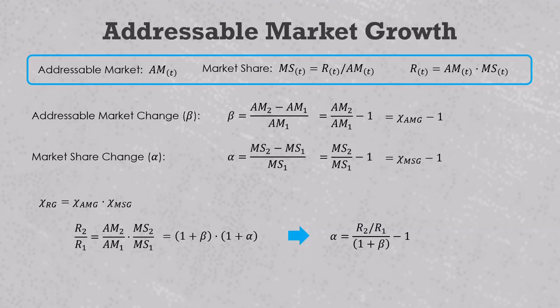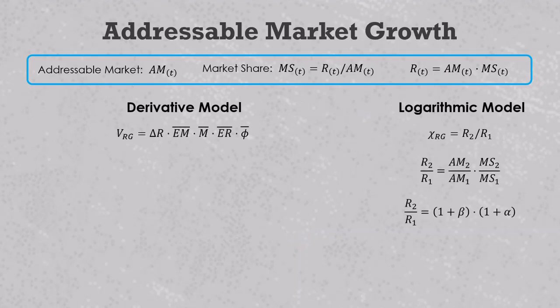And that's how we would typically do it. We pull the addressable market change from an industry report or economic data, and then use beta, R1, and R2 to calculate alpha. Now, this makes our logarithmic model very simple. We just swap out the multipliers with 1 plus beta and 1 plus alpha, and we're done. Unfortunately, the derivative model is a little more complicated.